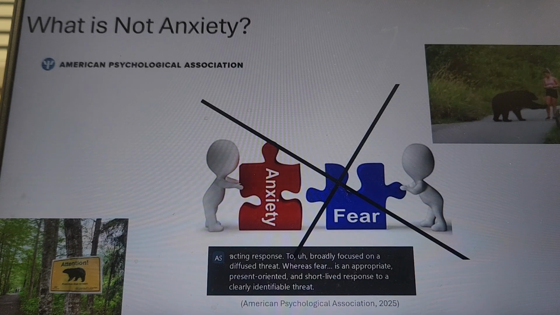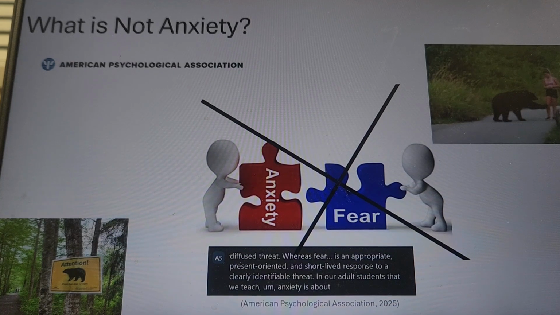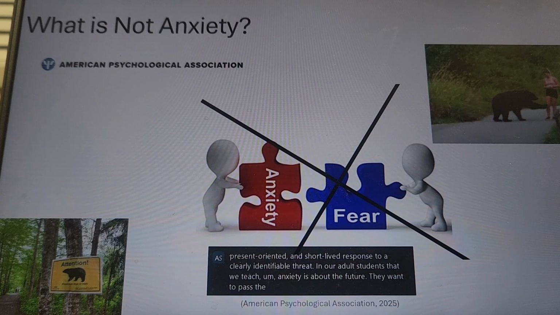In our adult students that we teach, anxiety is about the future. They want to pass the course, maybe advance their career. There's a threat of failing, so they have those worries on their minds.